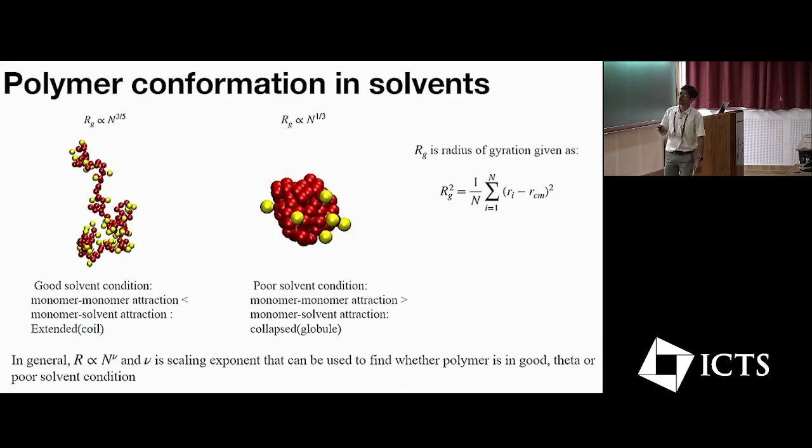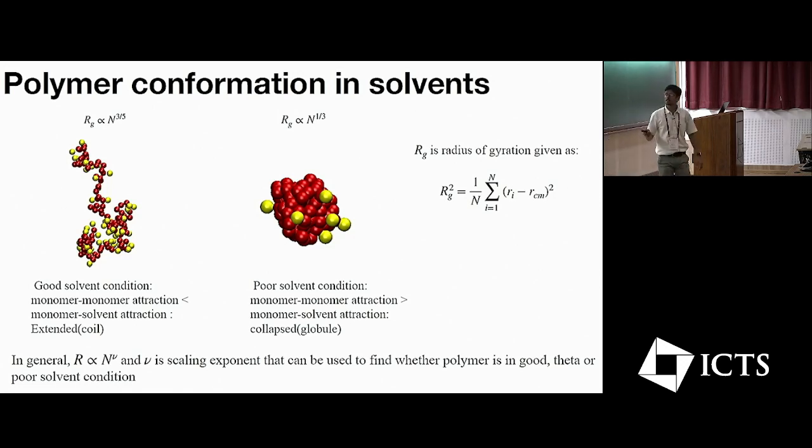So what do we know about polymer conformation in different solvents? I'm showing here. In good solvent condition, monomer-monomer attraction is less than monomer-solvent attraction. We can say the polymer finds itself in an extended kind of structure, and in the poor solvent condition, the polymer finds itself in a collapsed kind of structure. We are calling this a globule here, and these conformations scale with the number of monomers inside them as N^(3/5) for a good solvent condition and N^(1/3) for a poor solvent condition, right? And this R is like N to the power mu, for a different scaling exponent for good, theta or poor solvent condition.